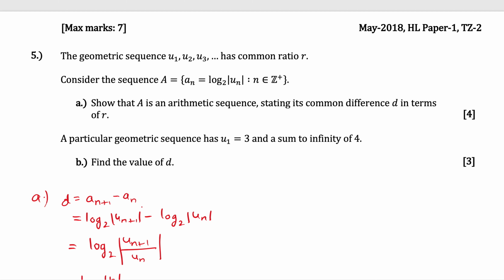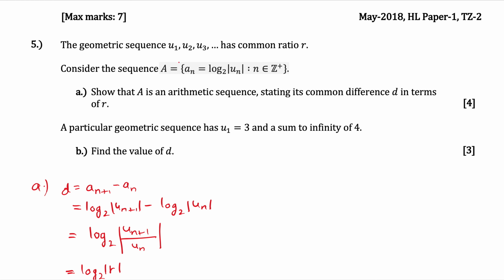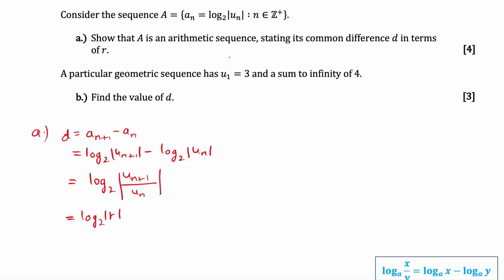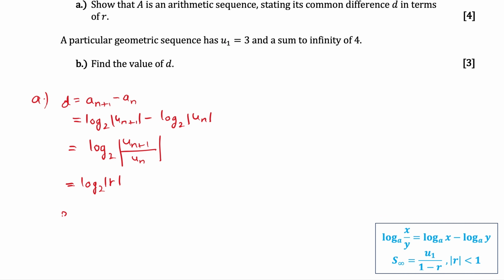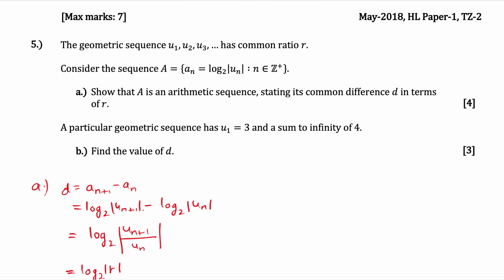And since the common ratio of a geometric sequence is always constant, we can say that d is constant. The common difference is constant because r, which is the common ratio, is constant. So since we've shown that the common difference d is constant, we have proved that a_n is an arithmetic sequence.